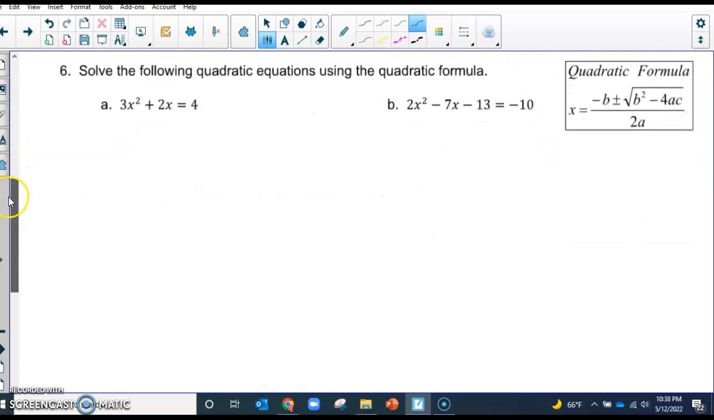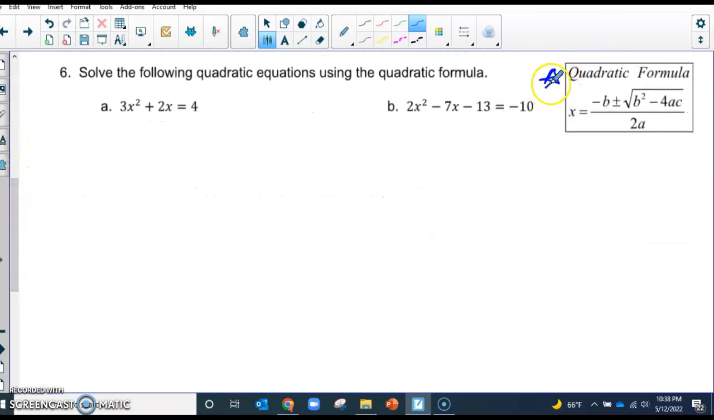For 6, we are using the quadratic formula. For the quadratic formula, we must remember that our equation must equal 0, and we're dealing with our A, B, and C, as we can see in the formula here. So for A, it does not equal 0, so I need to start by subtracting 4 from both sides. I've got 3x squared plus 2x minus 4 equals 0. Notice I cannot combine these two here. They're not the same, so my -4 goes behind.